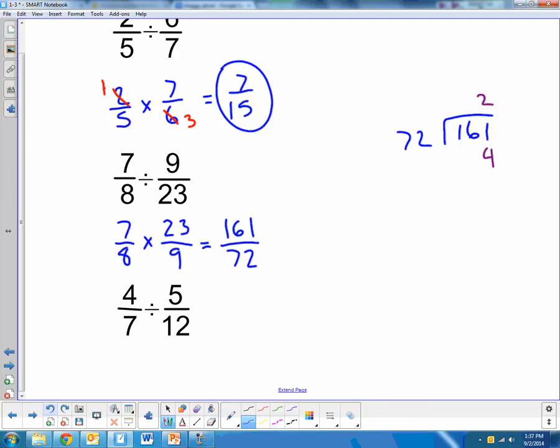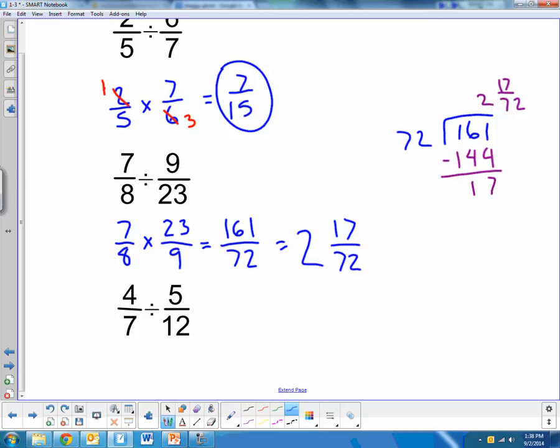2 times 2 is 4. 2 times 7 is 14. And if I subtract, I should get what? 17, I believe. And so when I subtract, 17 is less than 72, which means I have a remainder of 17. However, we're not going to write remainders. We're a little bit more advanced than that now. We're no longer going to do remainders. That remainder is 17/72 left over. So we've got 2 and 17/72. That is our final answer then.